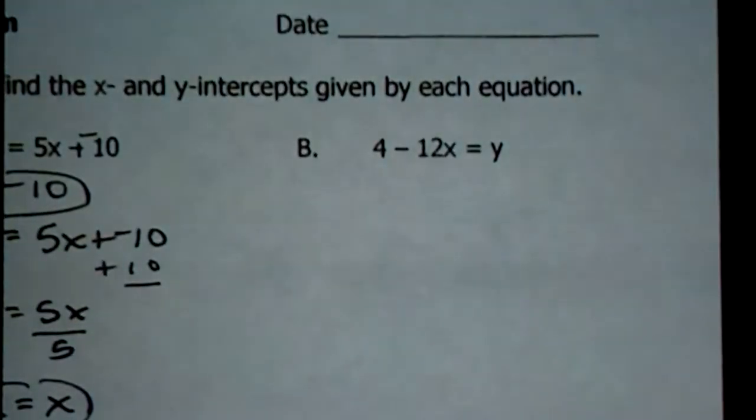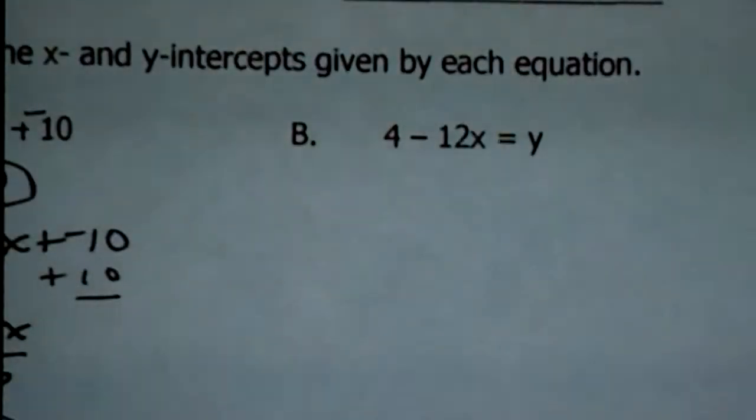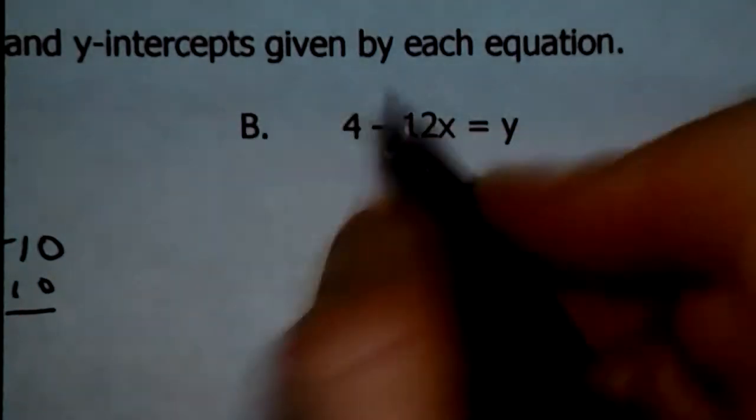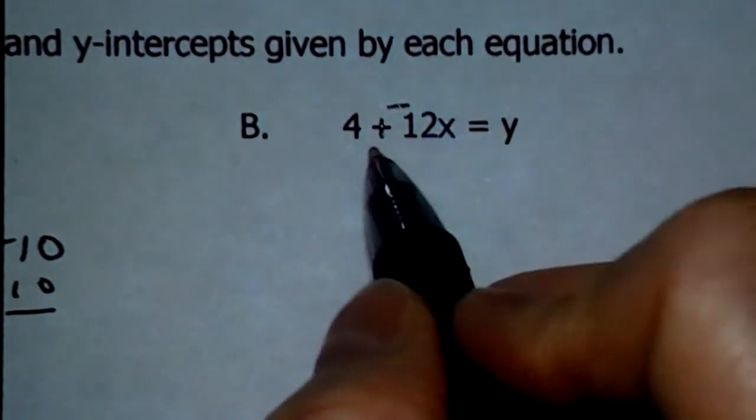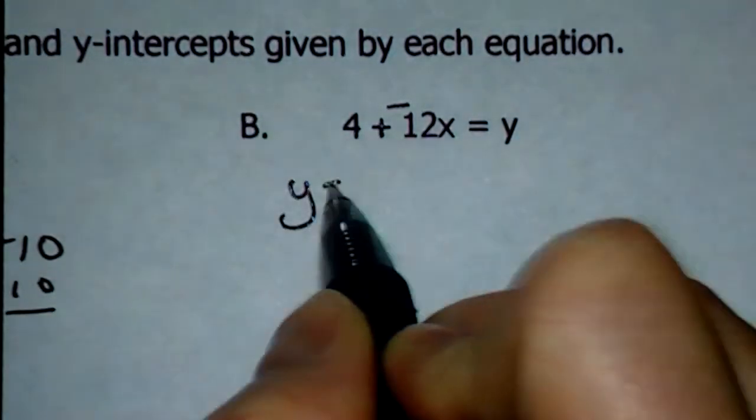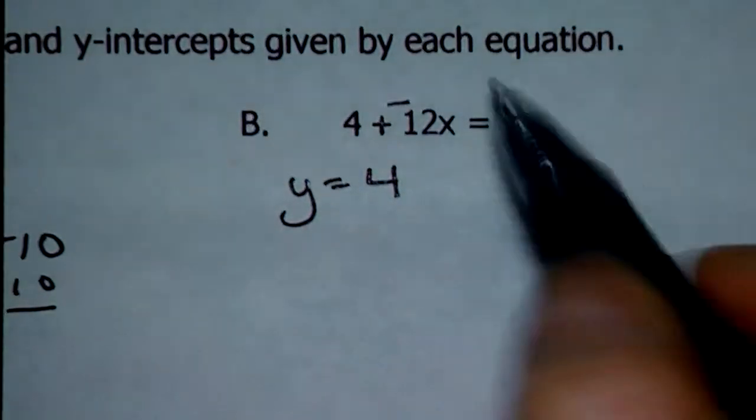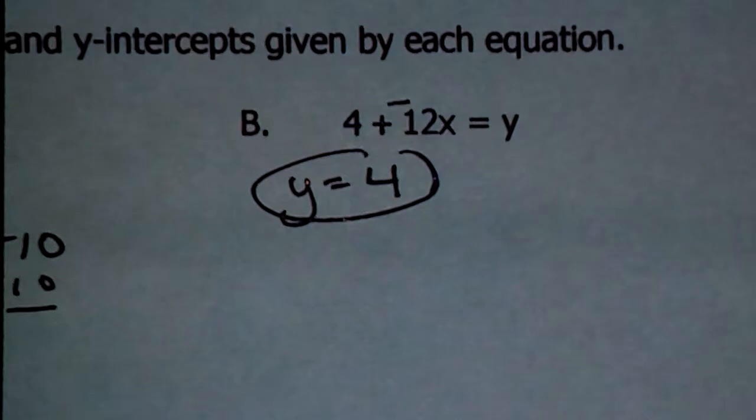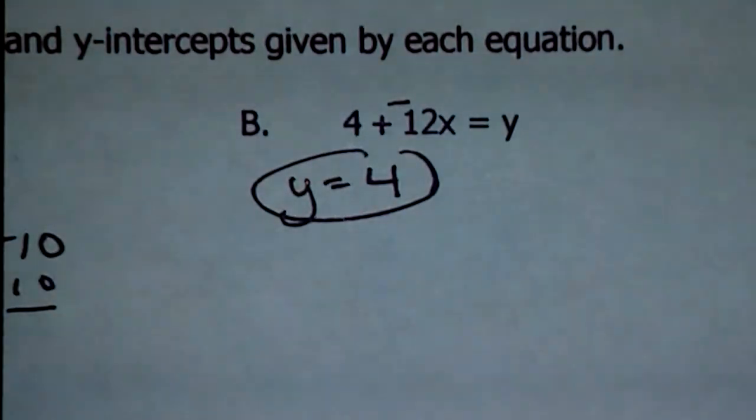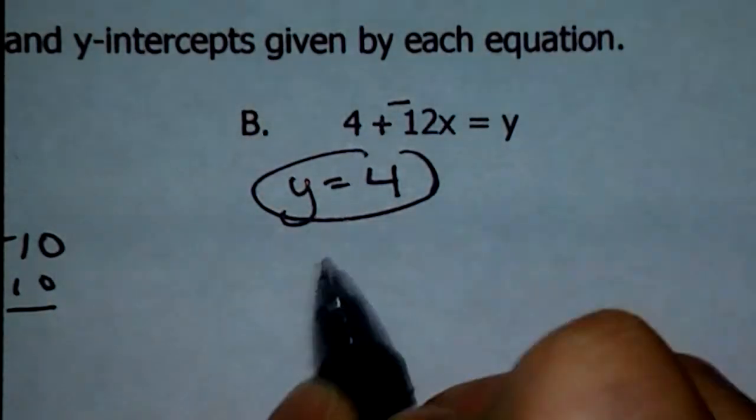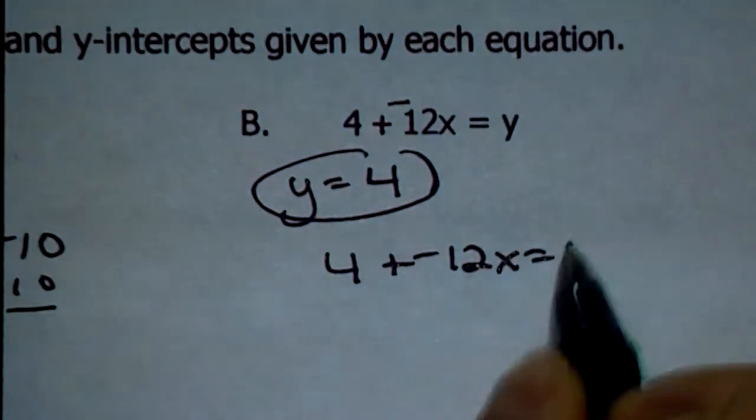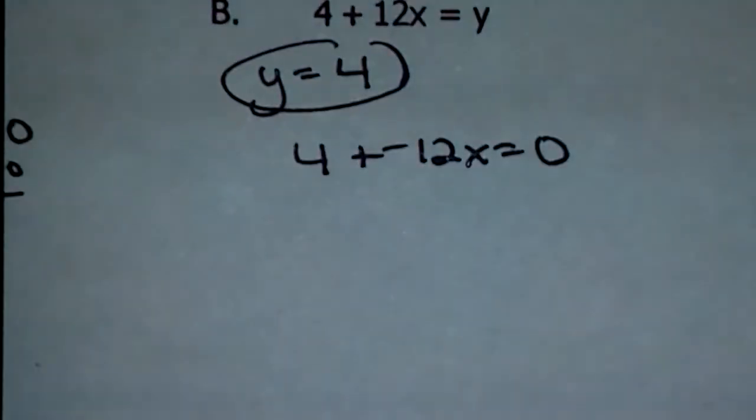Right, and looking at b, again, this one's written in y equals mx plus b form. I know that the y is by itself on the other side, but that's okay. So I'm going to add the opposite here. And we can already see that our y-intercept is 4, right? That's the number that's by itself. If I want to know what the x-intercept is, then I have to know what's the value of x when y is 0. So now I would be solving 4 plus negative 12x equals 0.